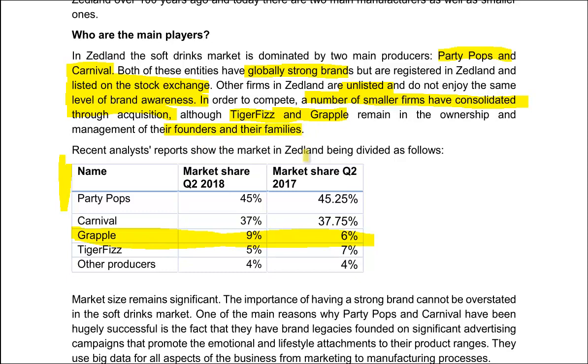Now, I don't know about you, but I'm getting a whole lot of feelings about a Grapple Tiger Fizz merger or acquisition. And with this in mind, we can definitely say that it might be a really good idea. Tiger Fizz adding 5% of market share to Grapple would be a very, very good thing. And as we can see here, Tiger Fizz have had some difficulties going down in market share on a year. So with that in mind, Grapple might be in a really good position to acquire Tiger Fizz.